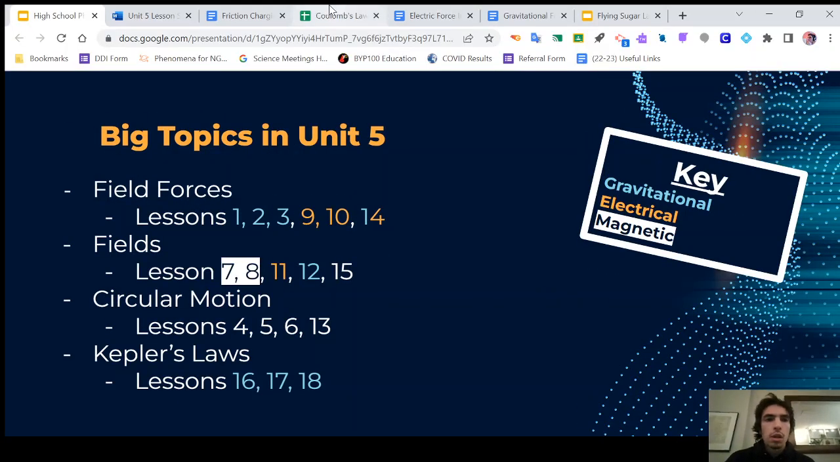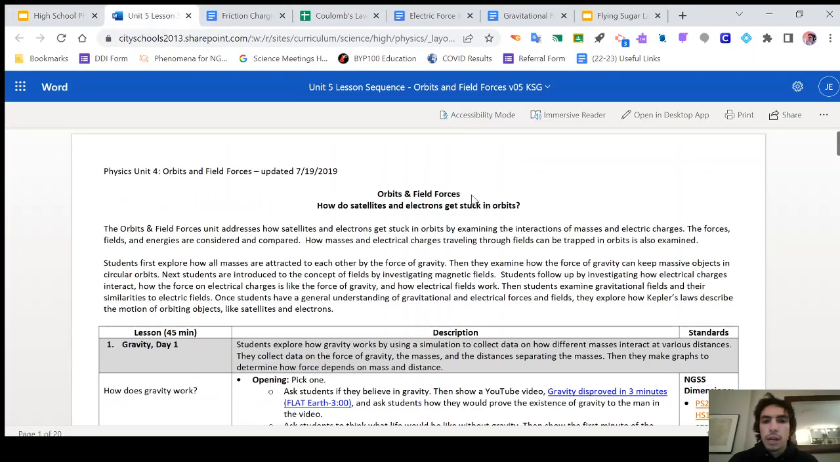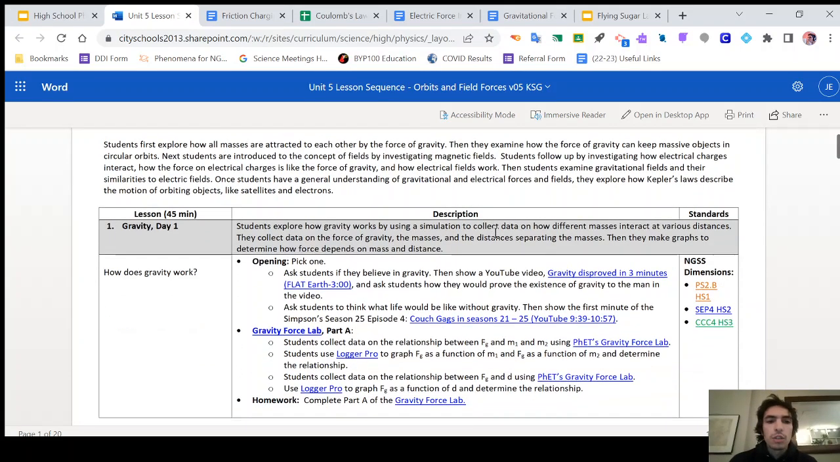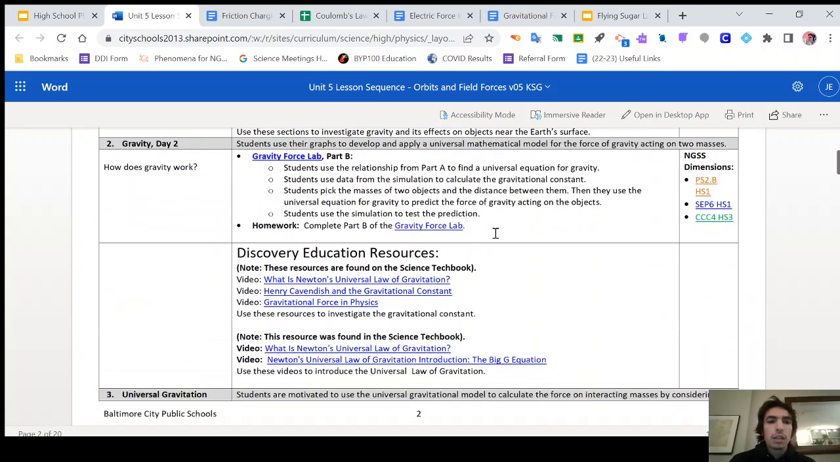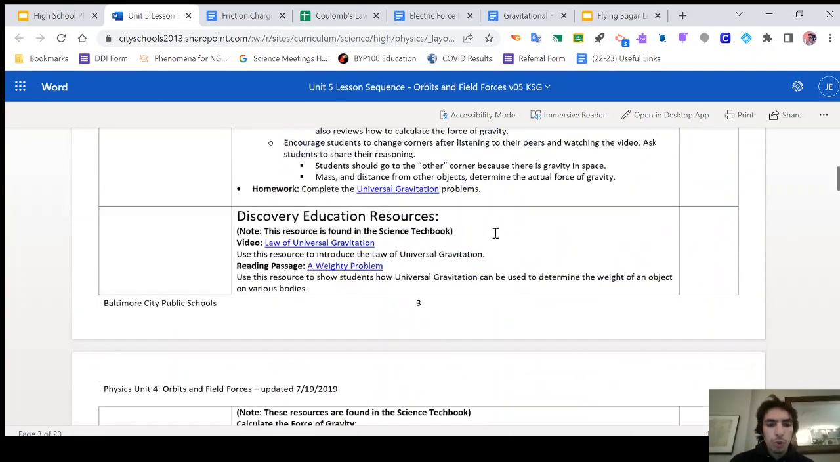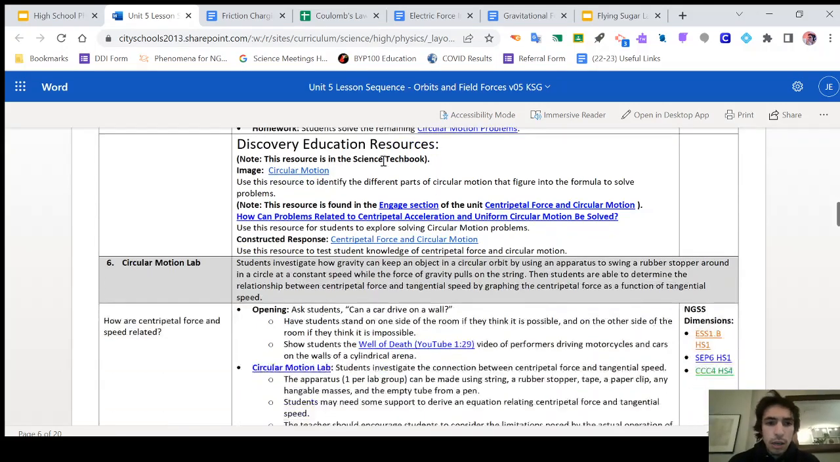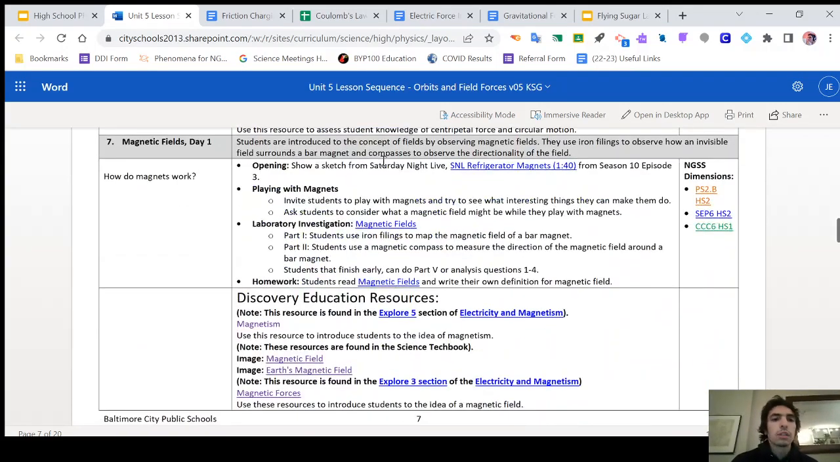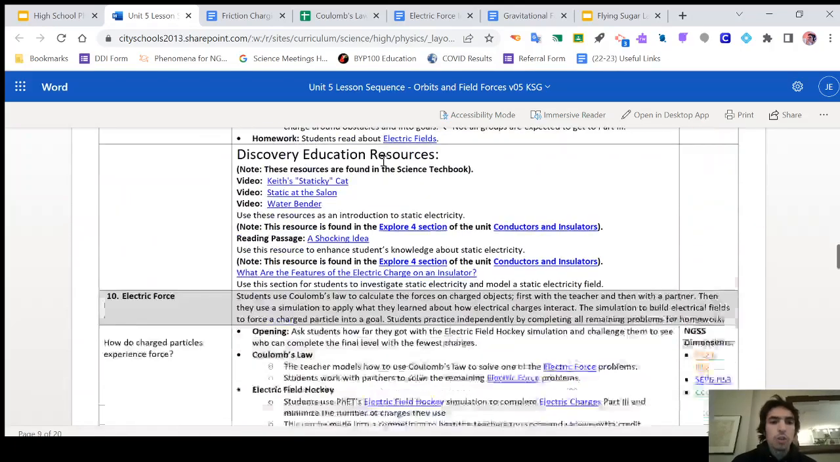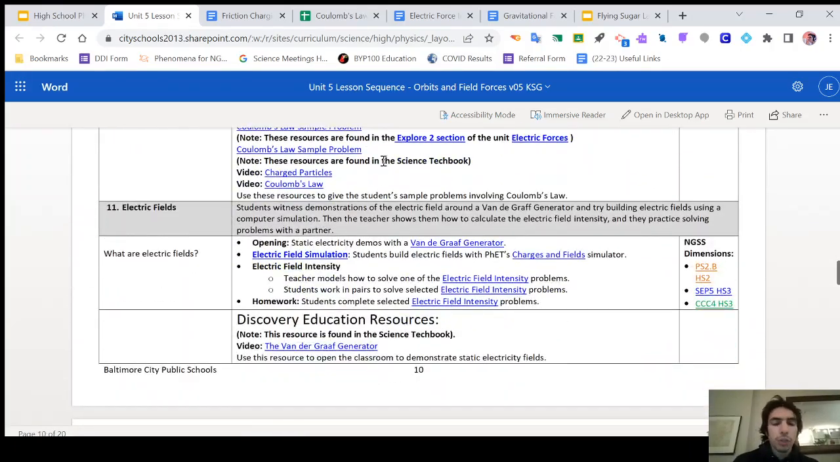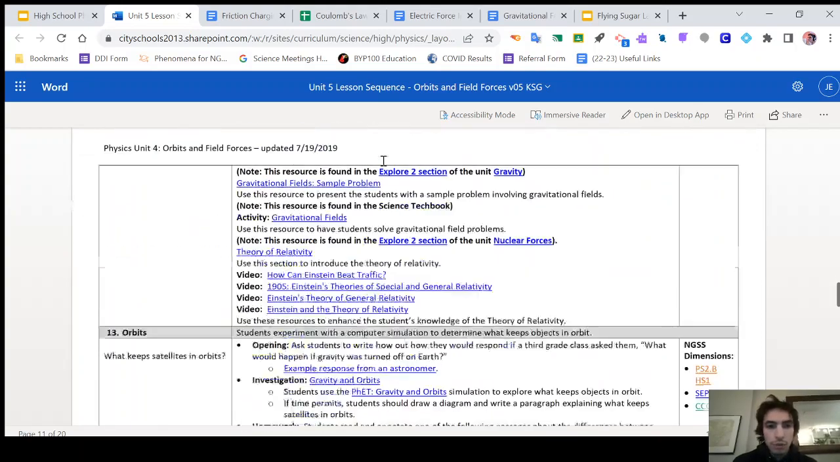So this is straight from our SharePoint, and it is the lesson sequence. You can see we start off with gravity for a couple days, then getting into universal gravitation, circular motion, and then doing some application, in this case when pigs fly problems. I'll show some other examples of problems that we can solve with gravitation and later electrostatics laws. Then we get into circular motion, magnetic fields, electric charges, electric force, and then getting back into fields with electric fields and then gravitational fields.